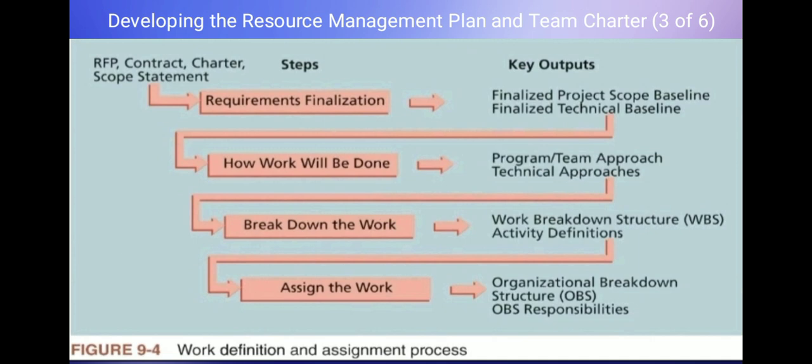Next is, now that we know the team structure, this slide shows the steps we take to define and decide the actual work. This flowchart shows the first steps we follow to give out tasks. First, we figure out the requirements. Second, we decide how to do the work. Third, we break the work down into small pieces. And finally, we match the work to the right people in the team structure.